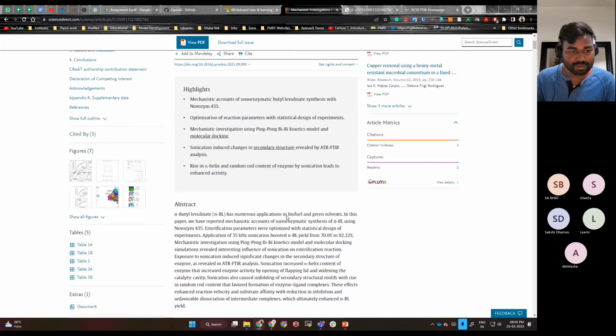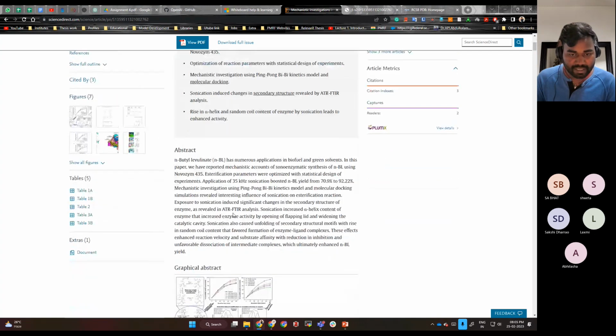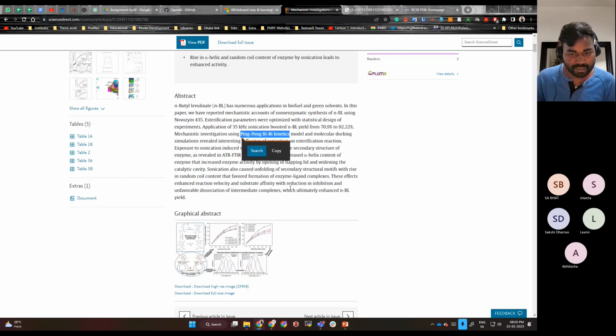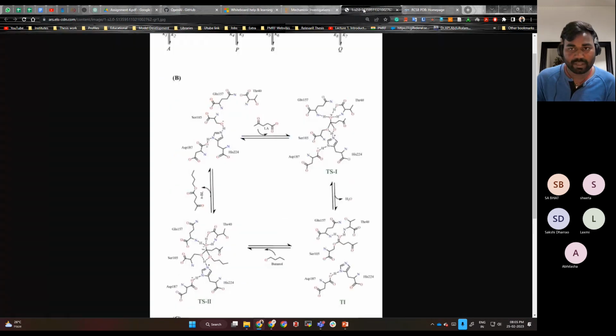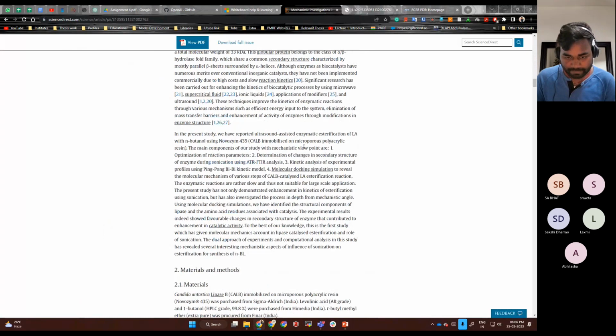So here the two substrates were levulinic acid and butanol, and finally you get the product n-butyl levulinate, which is an ester, and water as the co-product. Because there are two substrates and two products, it is following the ping pong bi-bi kinetics that we proved using the molecular docking analysis. So this is how it is done.